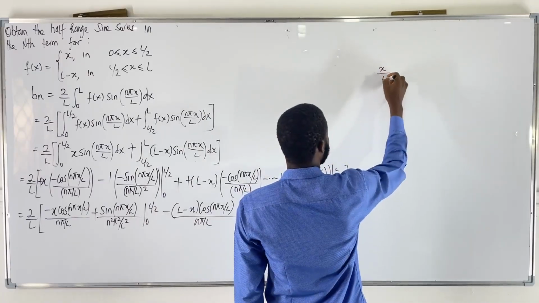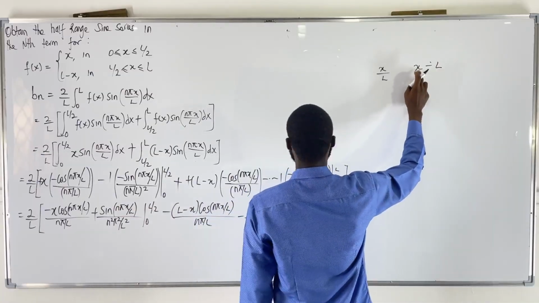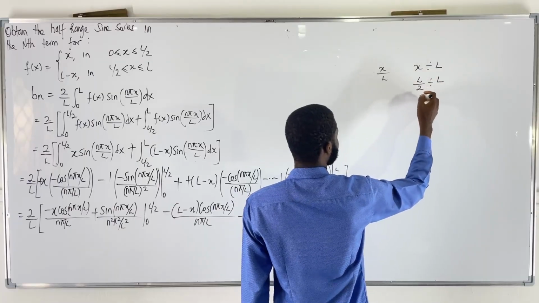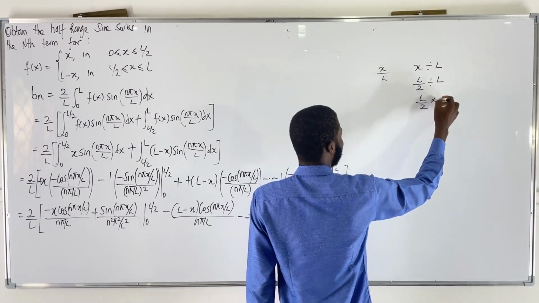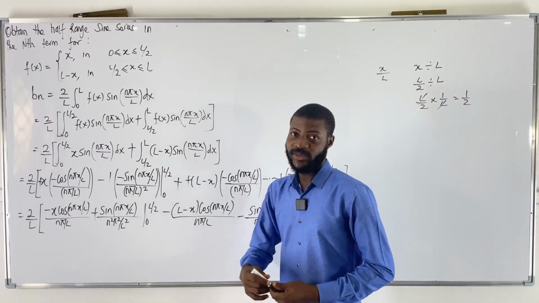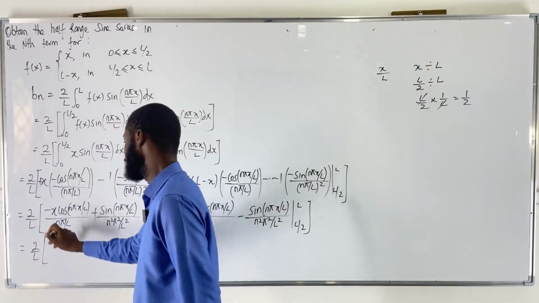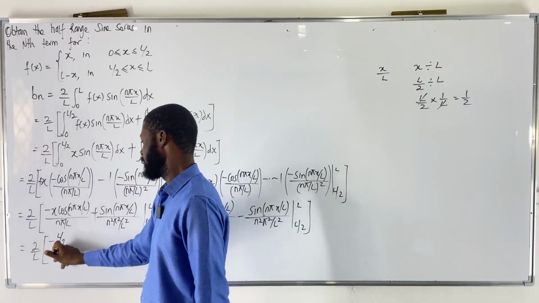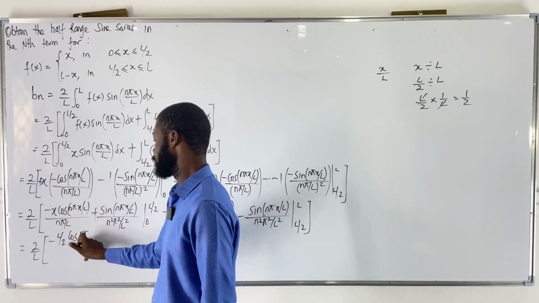So if you have x over L, that's x divided by L, and you want your x to be L over 2. So this will be L over 2 divided by L, which is L over 2 times 1 over L. So that means you're just going to be getting half. So this will be 2 over L. And then this is minus x here, which will be L over 2, so this is L over 2 cosine of n pi over 2.